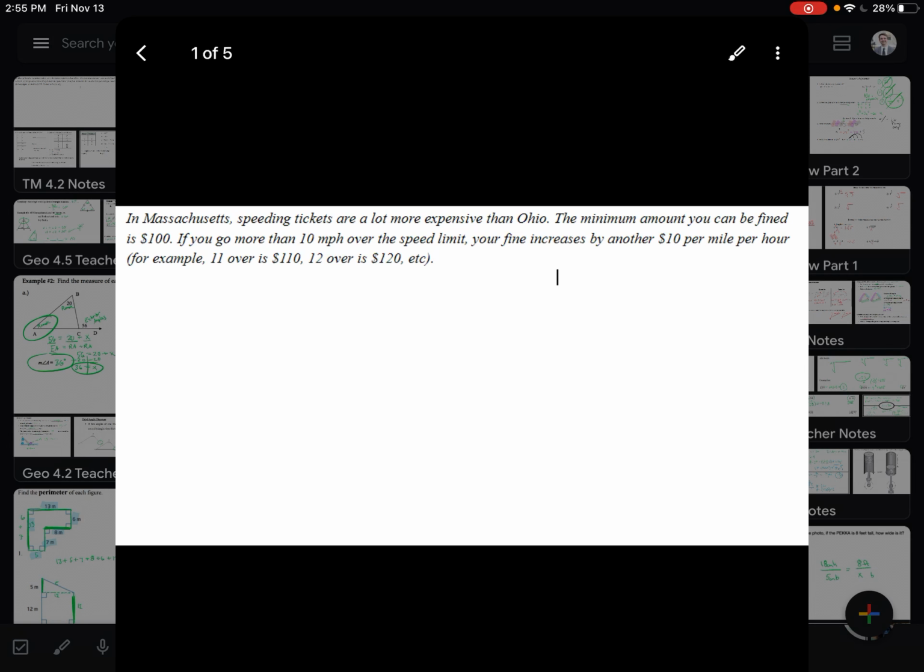So for example, 10 miles an hour over, $100. 11 miles an hour over, an extra $10 on top of that. So 110, all the way up there. So if we're looking at speeding tickets and getting pulled over, well, in this context, we'd be thinking about it in terms of independent and dependent variables.